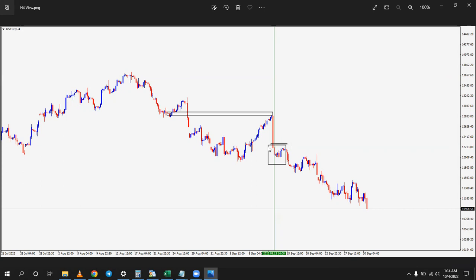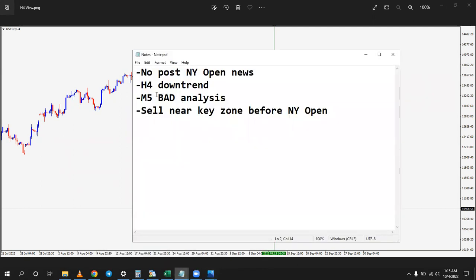So now at this point here, down here, we're approaching the New York Open. So now meaning here we have to look out for a sell setup. And as you can see, we got a setup on our M5 time frame, a BAD sell setup.